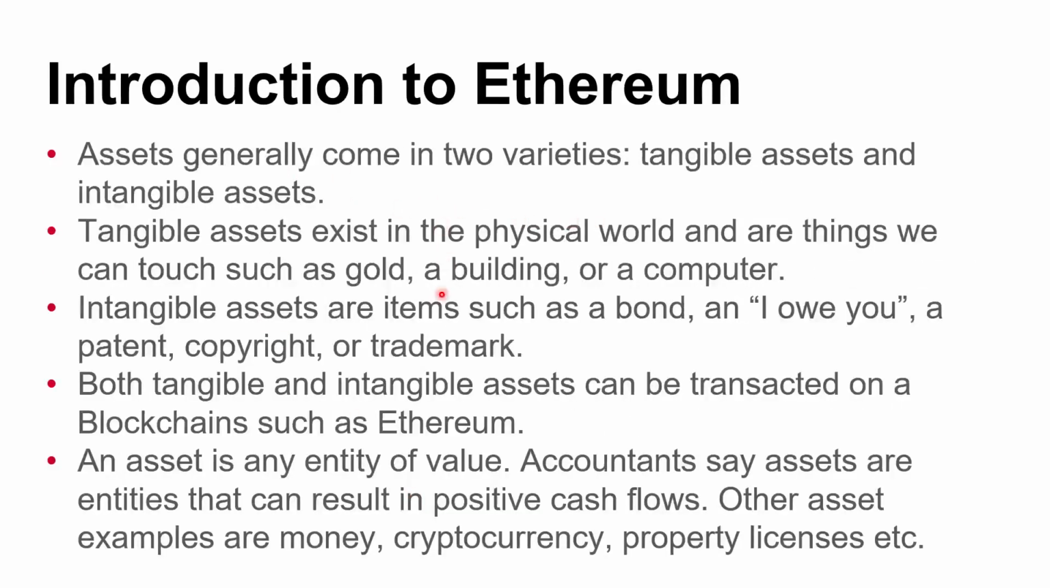Assets generally come in two varieties, tangible assets and intangible assets. Tangible assets exist in the physical world, maybe gold, a computer, a car, a building. Intangible assets could be a bond, an IOU, a patent, a copyright, or a trademark. It could be a music file as well. Both tangible and intangible assets can be transacted on blockchains like Ethereum. An asset is an entity of value. Accountants say assets are entities that can result in positive cash inflows. Other examples of assets are money, cryptocurrency, property, and so on.